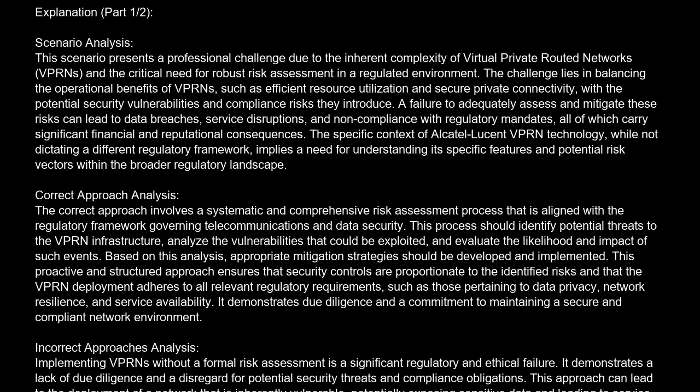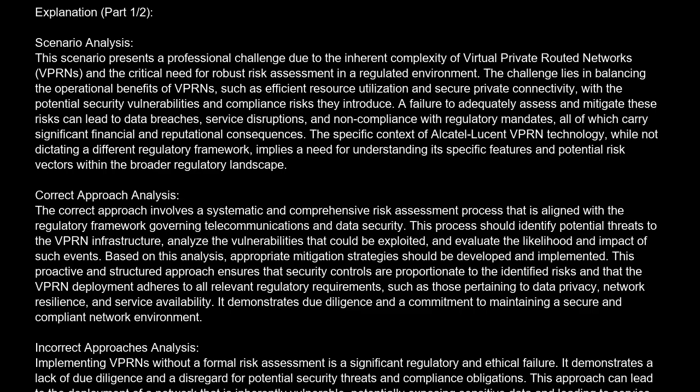The challenge lies in balancing the operational benefits of VPRN, such as efficient resource utilization and secure private connectivity, with the potential security vulnerabilities and compliance risks they introduce. A failure to adequately assess and mitigate these risks can lead to data breaches, service disruptions, and non-compliance with regulatory mandates, all of which carry significant financial and reputational consequences. The specific context of Alcatel Lucent VPRN technology, while not dictating a different regulatory framework, implies a need for understanding its specific features and potential risk vectors within the broader regulatory landscape.